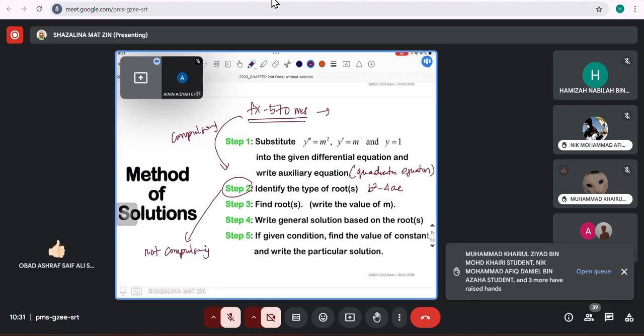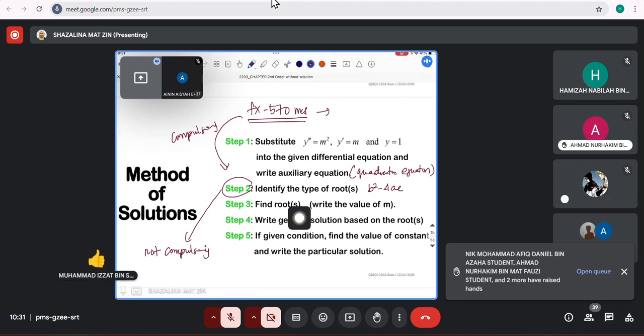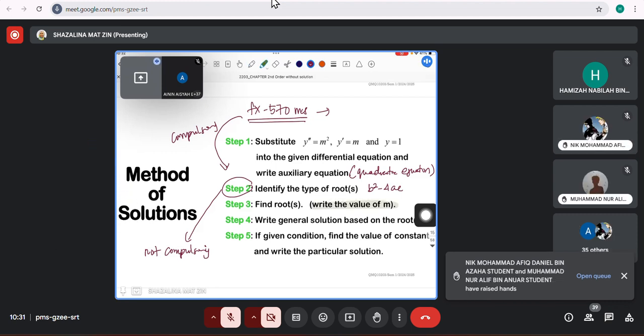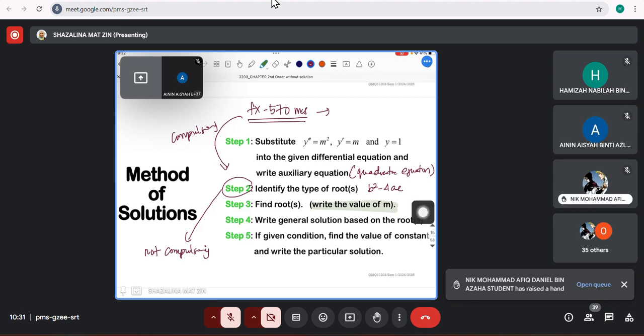Alright, so I continue. Step number 3, find root. It is highlighted here. It means write the value of m. Find root, we have 3 ways just now: calculator, manual factorization, and also by using formula. It's up to you. But usually to save your time, we apply calculator directly.